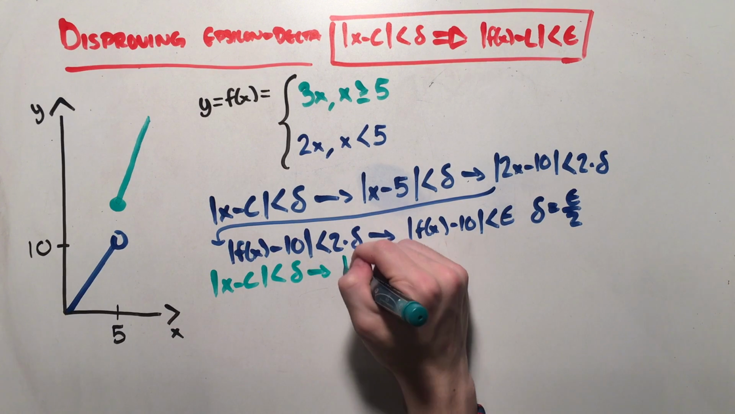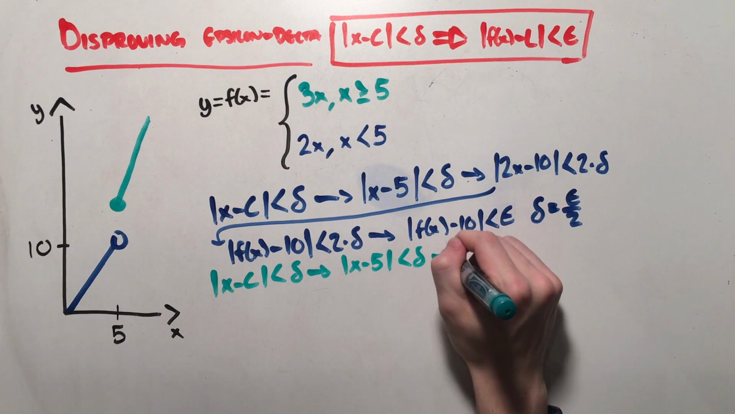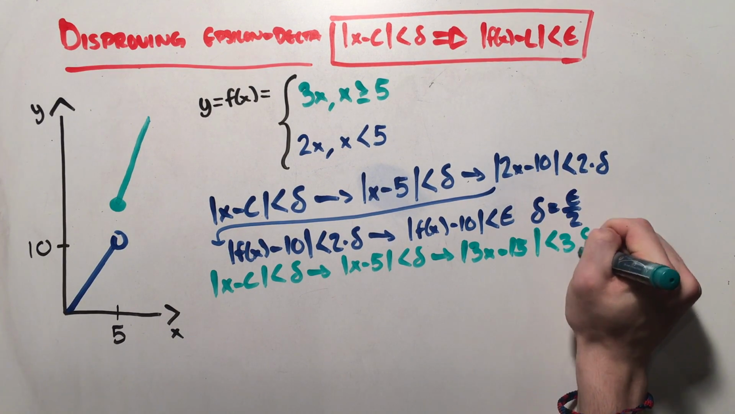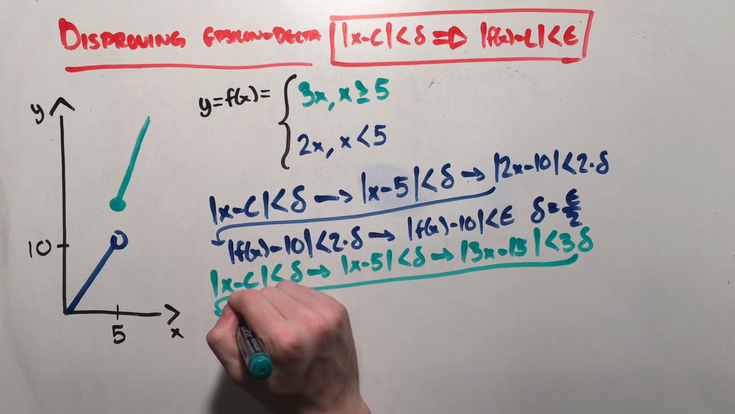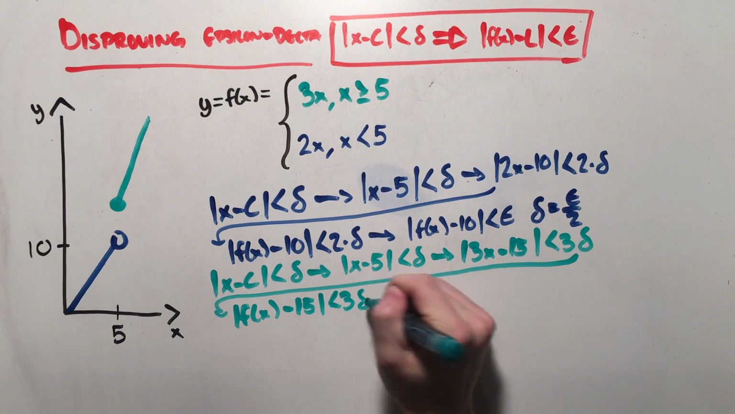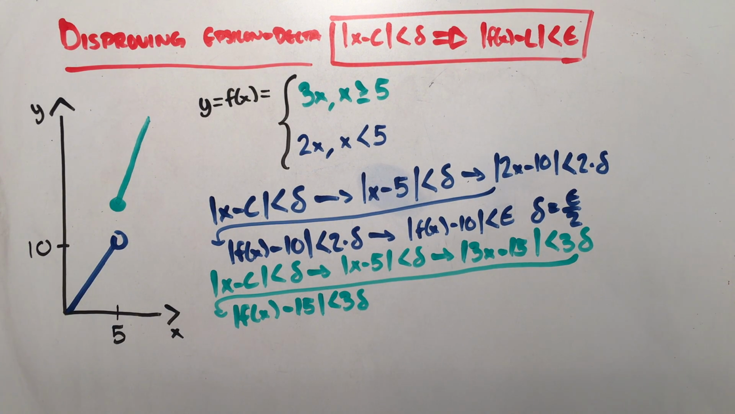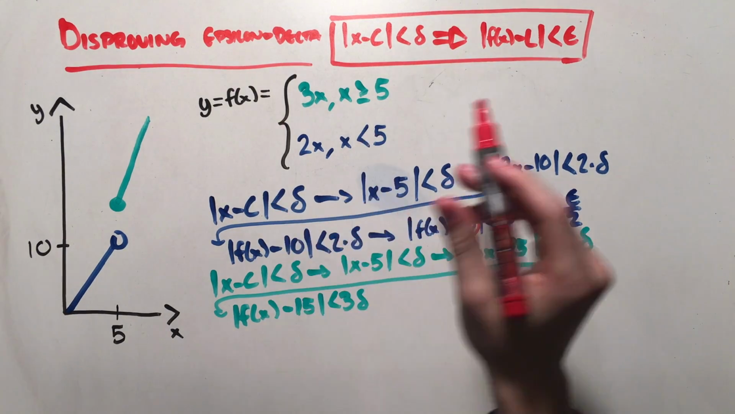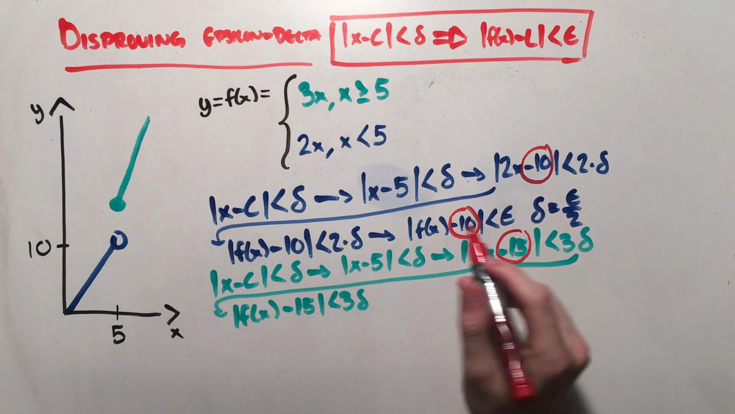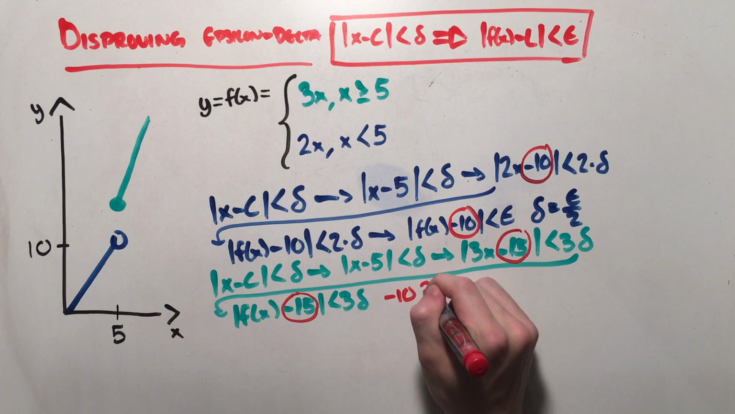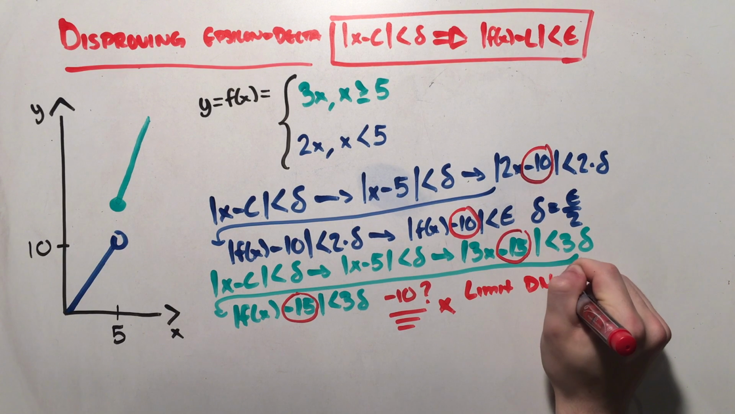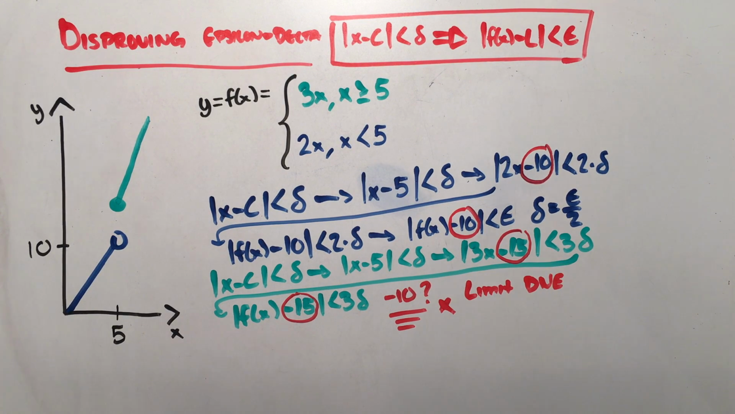Now, we look at the other part of the piecewise, where x is greater than or equal to 5. Now, f of x is equal to 3x, so to match our two sides, instead of multiplying by 2, we multiply by 3. And we get the absolute value of 3x minus 15 is less than delta, which goes to the absolute value of f of x minus 10 is less than epsilon. We can see here that although the f of x lines up with the 3x, the 15 and 10 do not match. Therefore, the definition is not fulfilled, and the limit of f of x as x goes to c does not exist.